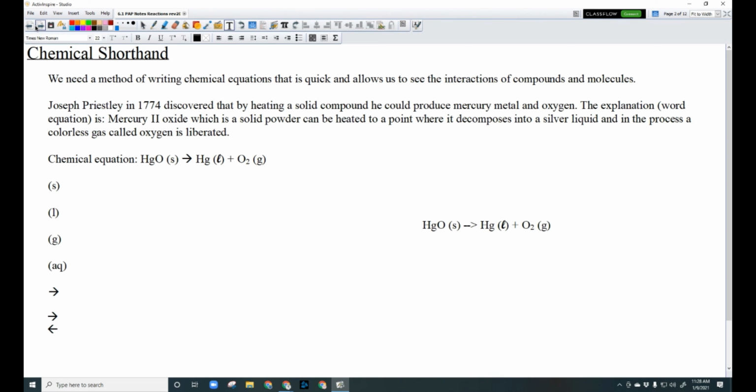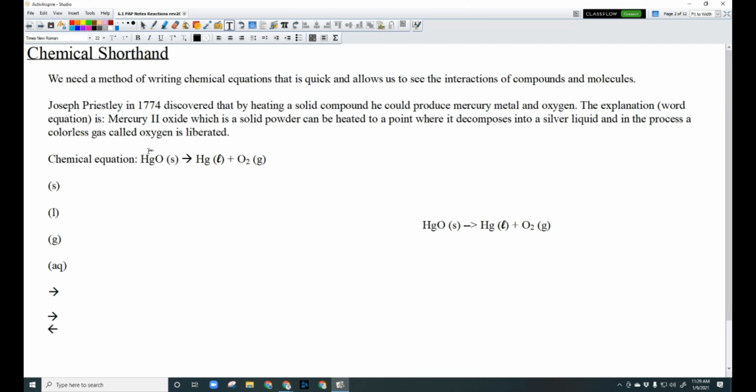So Joseph Priestley in 1774, which was right before the American Revolution, because that's 1776, discovered that by heating a solid compound he could produce mercury metal and oxygen. Now the word equation for this is: mercury(II) oxide, which is a solid powder, can be heated to a point where it decomposes into a silver liquid, and in the process, a colorless gas called oxygen is liberated. Okay, so you can see that is big and bulky and very wordy.